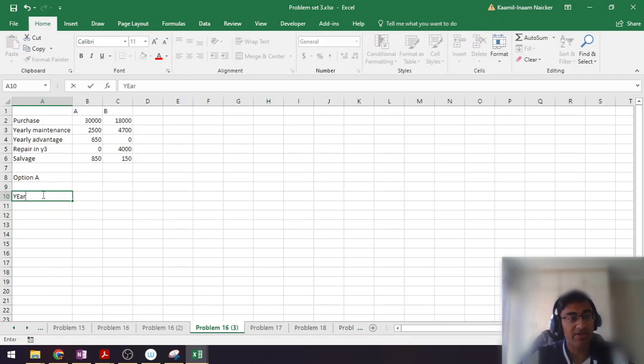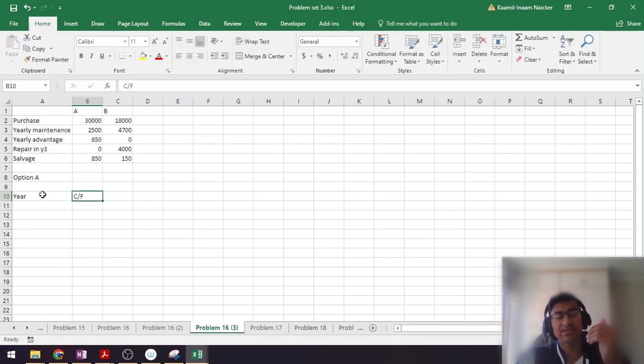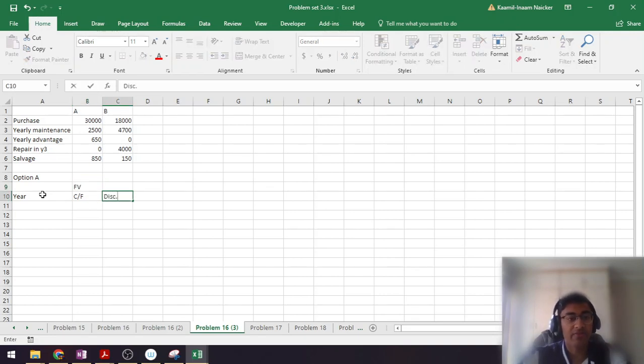Okay, so I'm going to put down the year in this column. Across from that, I'm going to put down the cash flow. So this is the cash flow, but you can also call it the future value. Either option is fine. And then on this side we will have the discounted cash flow. But if you prefer to, you can also call this the present value. Either option, interchangeable.